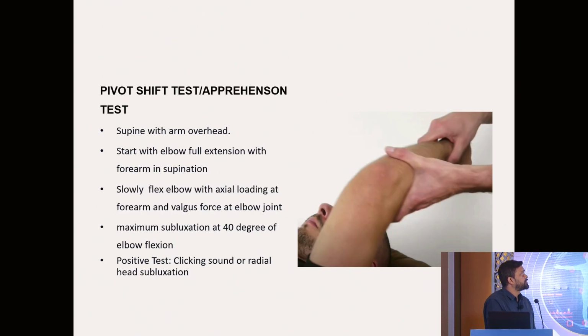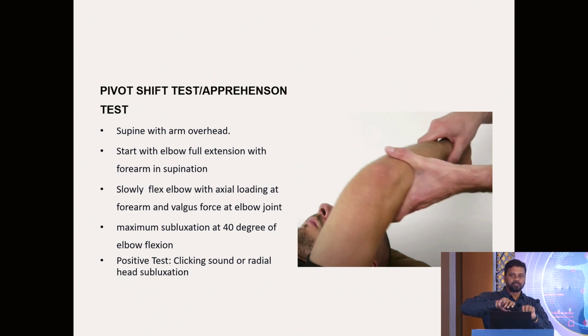In the pivot shift or apprehension test, we can do it in the supine position. Start with the shoulder at 90 degrees and the elbow at 90 degrees. Then do the overhead flexion. Here you have to apply 2 forces. First make the extension of the elbow, then supination of the forearm, rotating the forearm with the wrist, and then start doing the flexion.